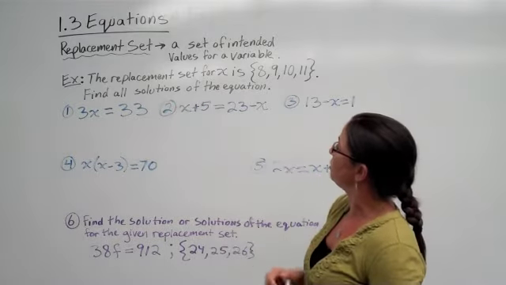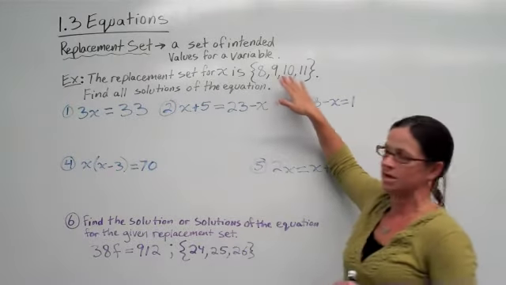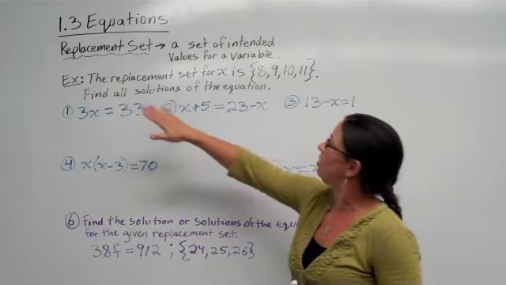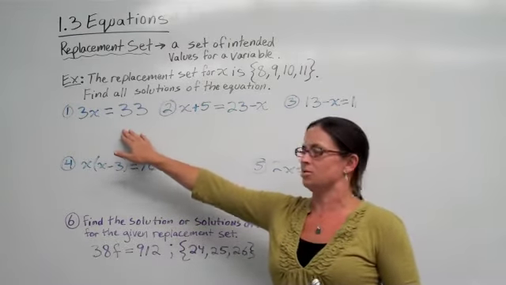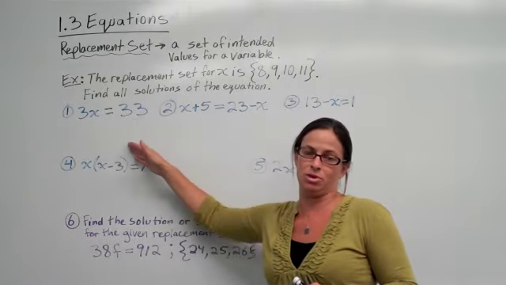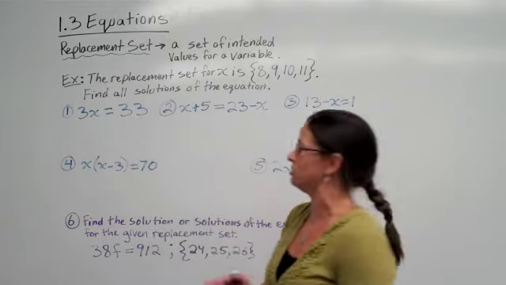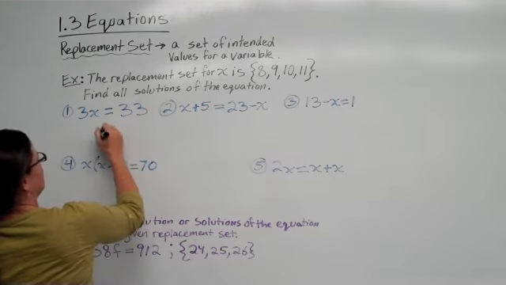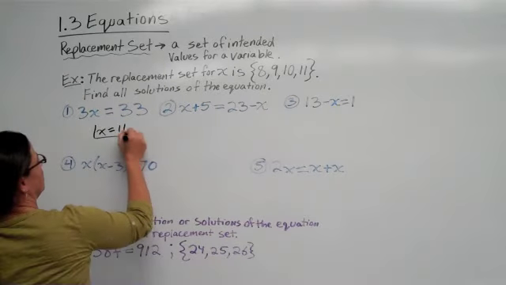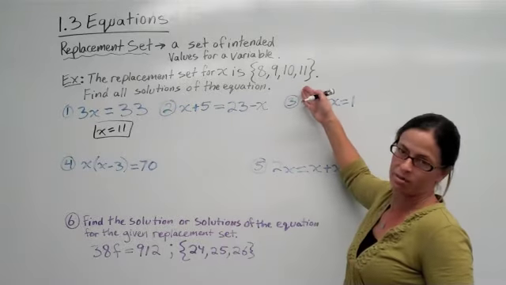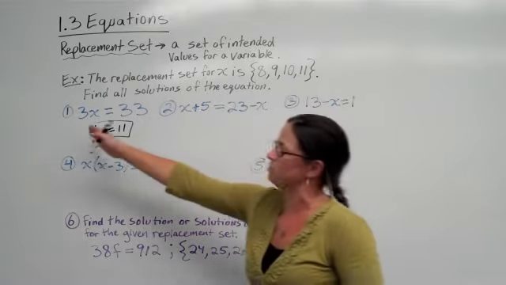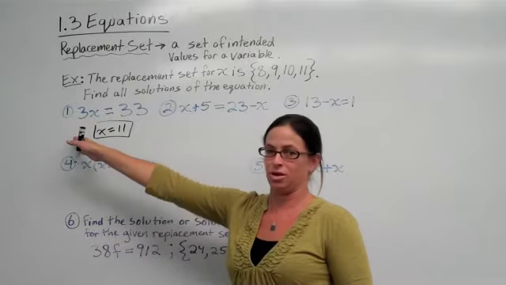In the example, the replacement set for x is 8, 9, 10, and 11. Find all the solutions of the equation. So 3x equals 33, that means 3 times what equals 33? That means x equals 11. And that is the only one in this replacement set that will work. If I was to plug in 8, 3 times 8 equals 24, not 33.